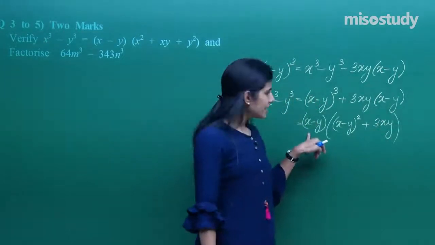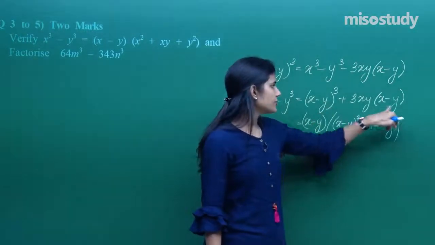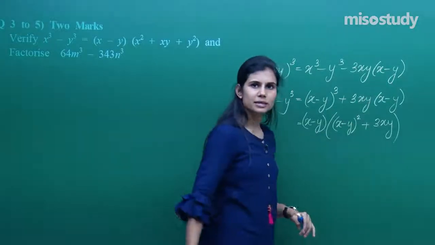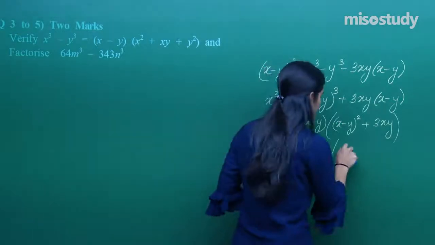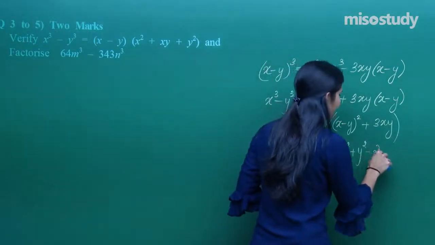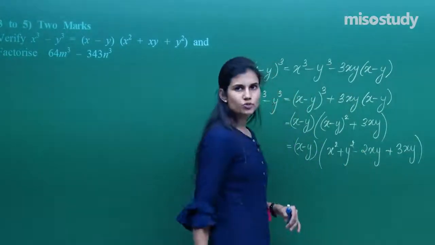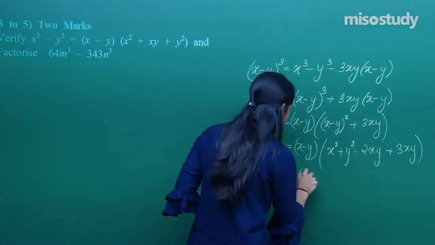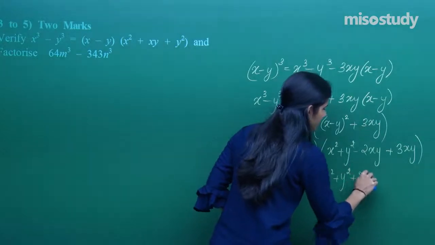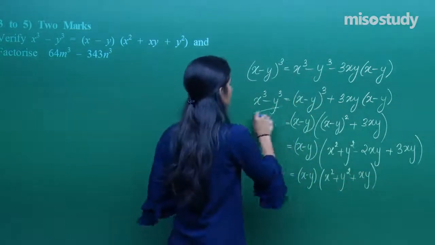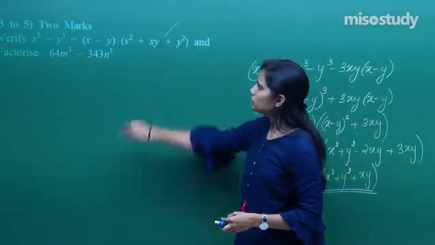Just try to multiply again. X minus y into x minus y whole square is x minus y whole cube, and x minus y into 3xy is 3xy times x minus y. So again we are going to get back the same expression. Then you have x minus y. Open this up. What is x minus y whole square? It is x square plus y square minus twice of xy, and already you have thrice of xy. Plus 3xy minus 2xy is plus 1xy. So you get x minus y, x square plus y square plus xy. So you have got that x cube minus y cube is x minus y, x square plus y square plus xy, and that is what you had to verify.